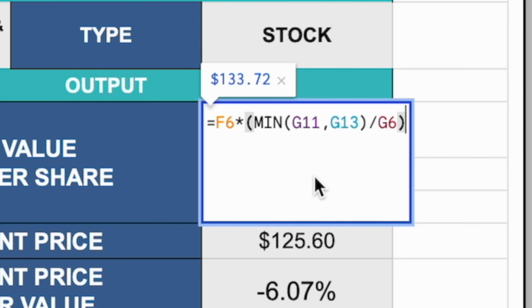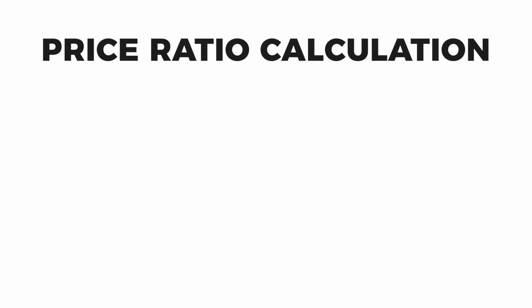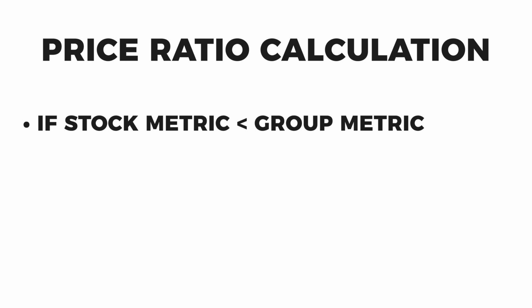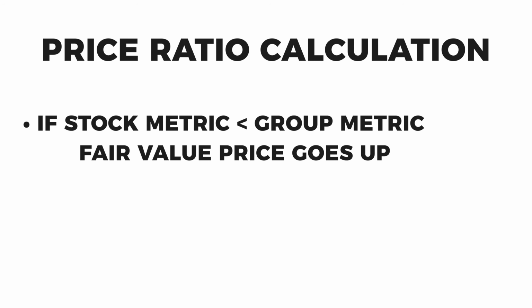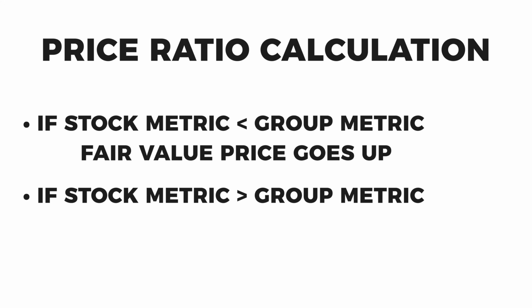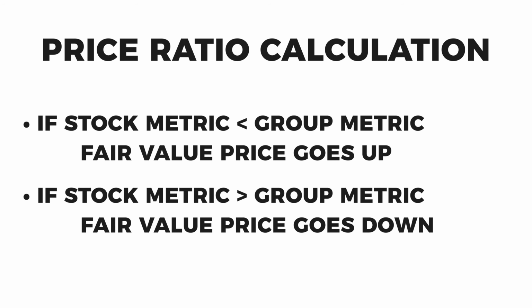Once I have that ratio, all it's doing is multiplying it by the stock's price, which in this case is 125.6. How that works is that if my stock has a lower price to earnings value than the median, then my stock price is going to go up because the ratio is going to be greater than 1. Whereas if my stock has a higher price to earnings, then the ratio is going to be less than 1, and it's going to drive the fair value price lower than the current price.